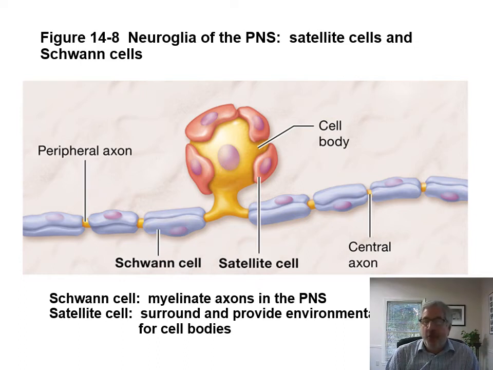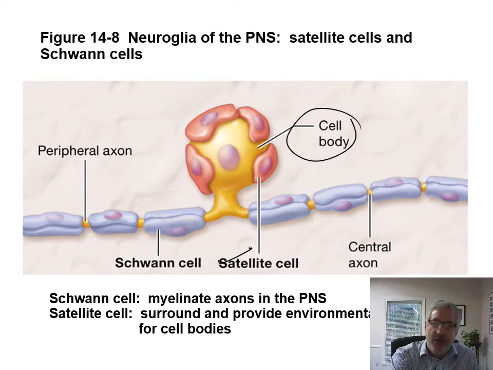So neuroglia of the peripheral nervous system, we have satellite cells and Schwann cells. So here's the satellite cells, and they're all wrapping around the cell body. Here's a satellite cell, and here's one here. And then we have the Schwann cells. Here's a Schwann cell, and here's a Schwann cell, and here's another one.